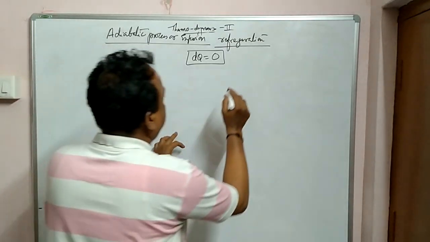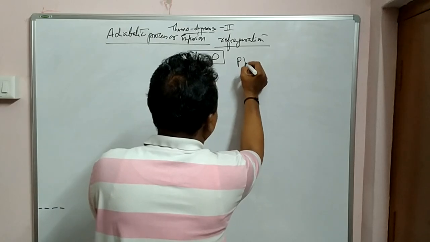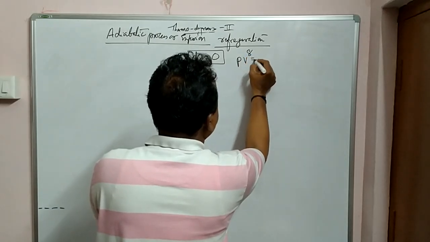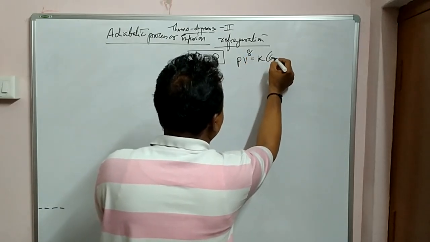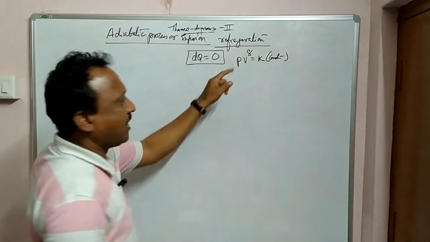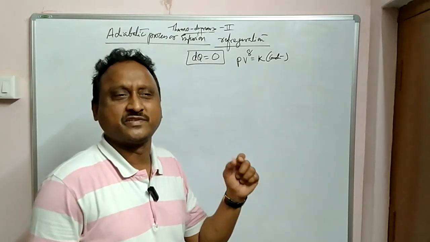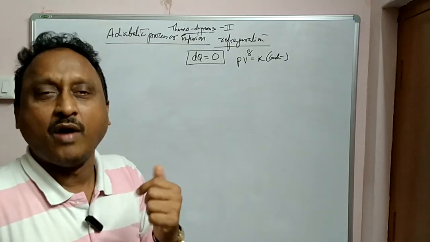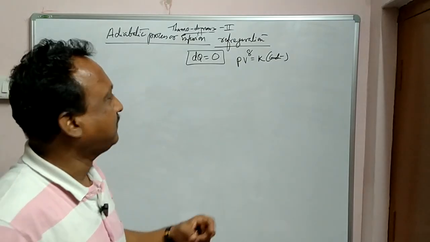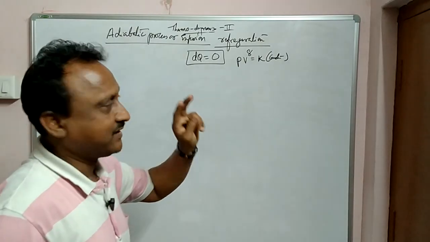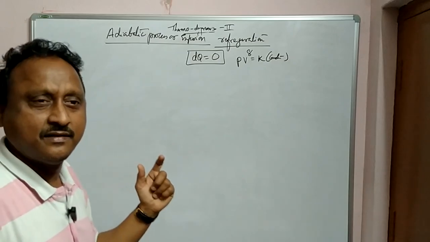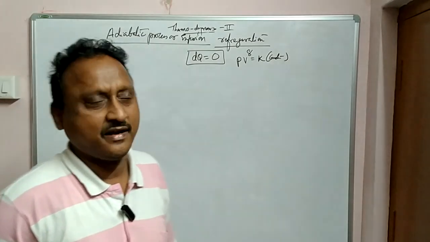And here in adiabatic, one more thing you have to note: PV to the power gamma is equal to constant, where gamma is the ratio of specific heats, at constant pressure and constant volume, Cp by Cv, which we have learned in Part 1 thermodynamics. V is volume, P is pressure. Now let us start the derivation.